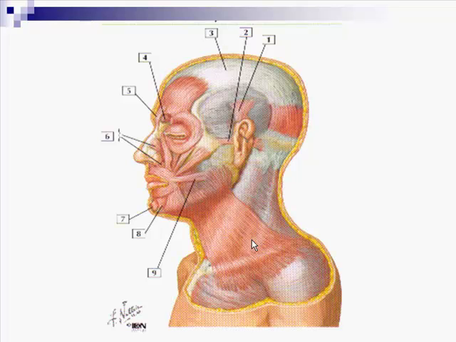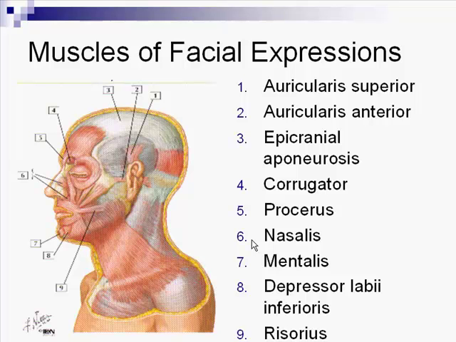Okay, you may want to take a look at this diagram and see if you can figure out which muscle is which. Remember, muscles 1 and 2 are not very well developed in man. Not many people can wiggle their ears.